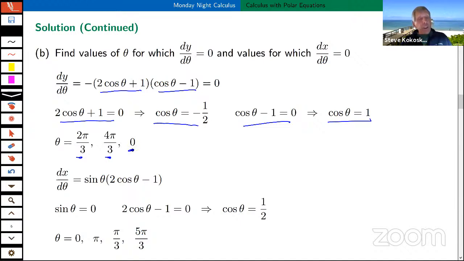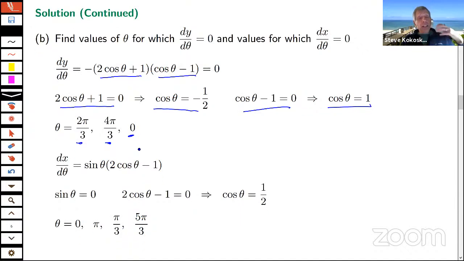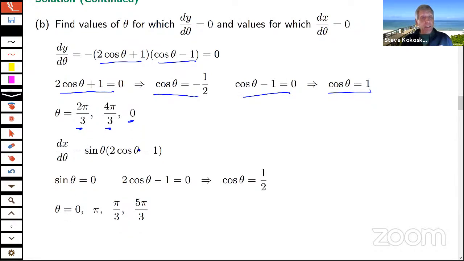Now, I'm not convinced yet that all of those values of theta do indeed lead to horizontal tangents. I'm going to hold those three values aside for just a second. I'm going to take the denominator and set it equal to 0. And once again, the principle of zero products. So where is the sine of theta equal to 0? Well, it's 0 and pi. Where's the cosine of theta equal to 1/2? Pi over 3 and 5 pi over 3.